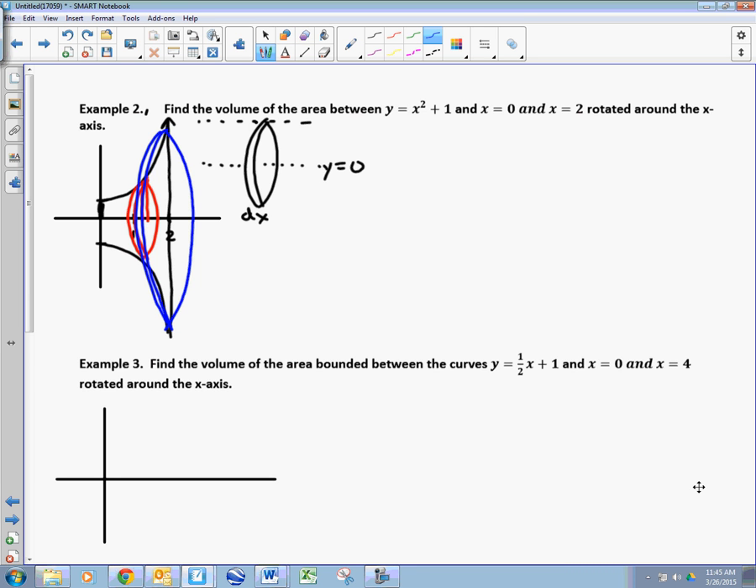All right. What makes the top part of the disc? Yep. So that means that my radius is the distance between the two, which is simply x squared plus 1. So the volume of each disk is pi times the radius squared times dx. And I want an infinite number of those. So I will integrate from 0 to 2, pi. I'll square that out. X squared squared.